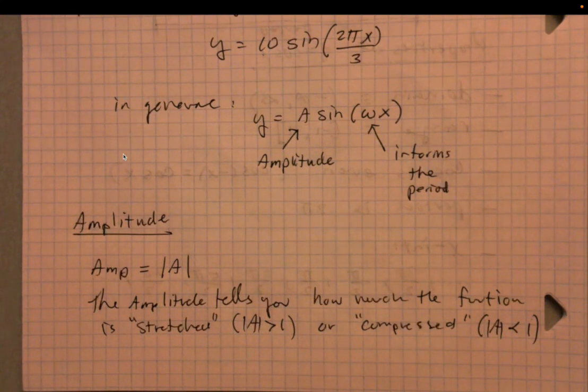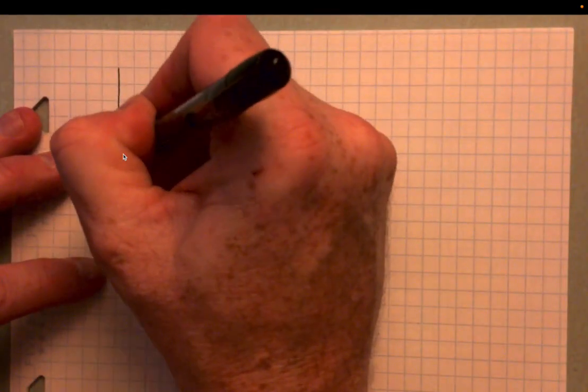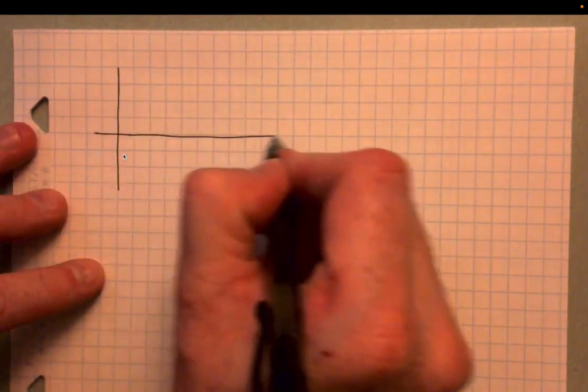Right, so if a is 1/2, then it's going to be compressed. The graph will be shrunk down. Its max will be 1/2 instead of 1. And if a is 1,000, then it's going to be stretched very, very far. It'll be much taller than a normal sine function. That's the idea with the amplitude. Okay, let's just draw a little picture to help this look clear in our heads.